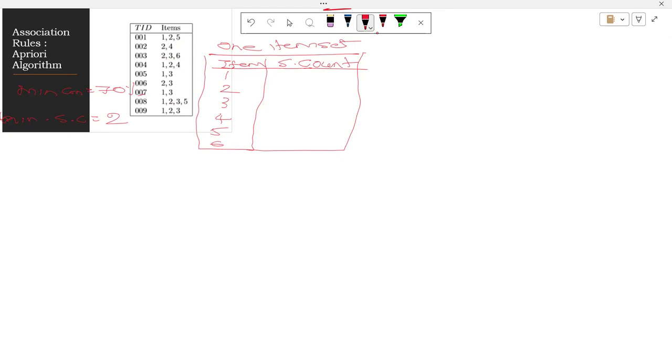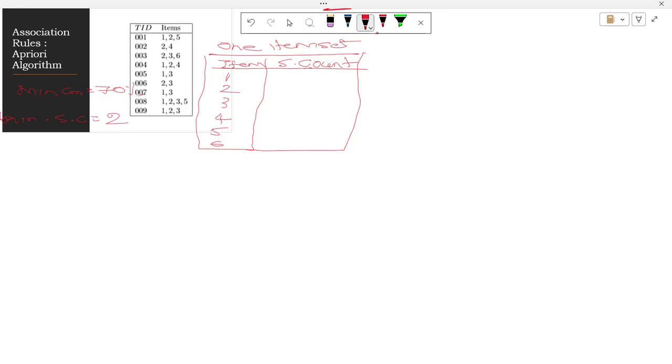So first you find all the one item sets, the unique items. Then you can write the name of the item or the number of the item. Here they are giving numbers, so I am putting the number. So 1 is maybe apple. Now tell me, what is the support count of apple? It means how many transactions include apple, how many customers purchased apple. That is the meaning of support count.